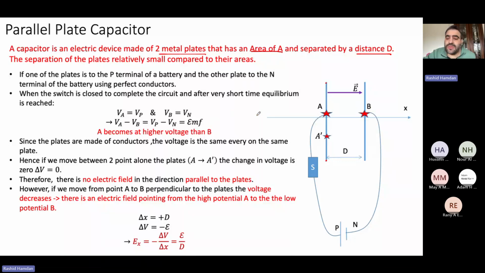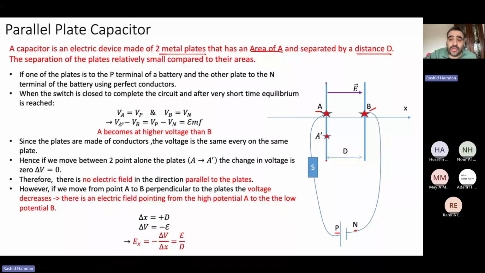Now, that's what we said. These wires are perfect conductors. So the voltage at point P is going to be the same as the voltage at point A. The voltage at point N is going to be the same as the voltage at point B. Now, it might take a little time for this to happen, but usually in less than a second, this equilibrium would be reached.